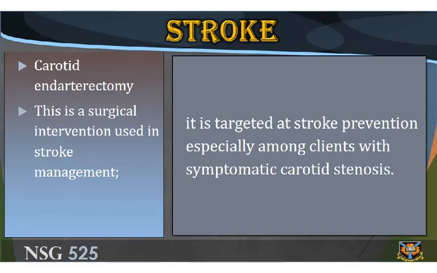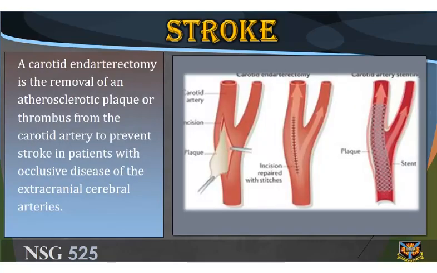Carotid endarterectomy. This is a surgical intervention used in stroke management. It is targeted at stroke prevention, especially among clients with symptomatic carotid stenosis. A carotid endarterectomy is the removal of an atherosclerotic plaque or thrombus from the carotid artery to prevent stroke in patients with occlusive diseases of the extracranial cerebral arteries. This surgery is indicated for patients with symptoms of TIA or mild stroke found to be due to severe carotid artery stenosis or moderate stenosis with other significant risk factors.